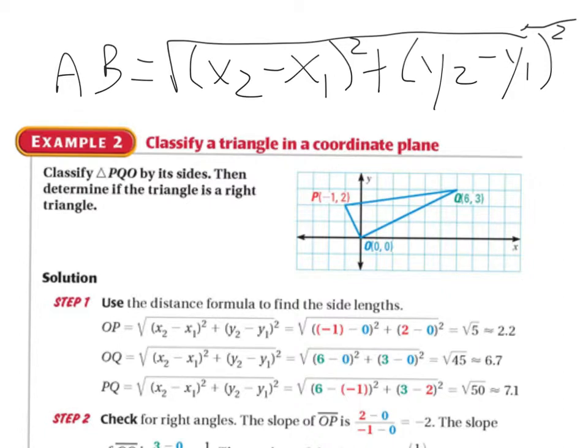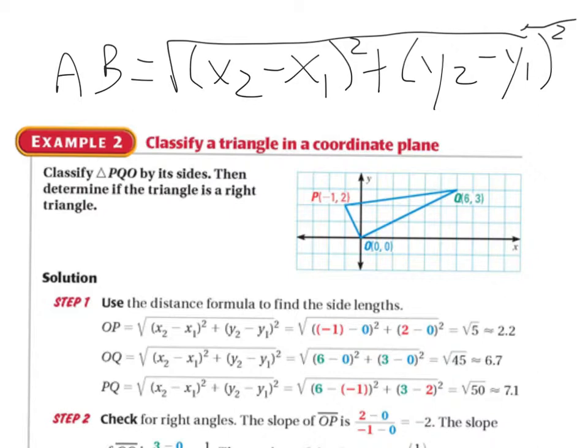And finally, we have side PQ. So this side here. Again, we get our x values, which are the 6 from here. And the -1 over here. And then our y values, again, take our 3 here and our 2 here. So this will end up being 6 plus 1 squared. So that'll be 49. And then 3 minus 2, 1 squared will also be 1, so 49 plus 1, 50. And our square root of 50 is going to be about 7.1.